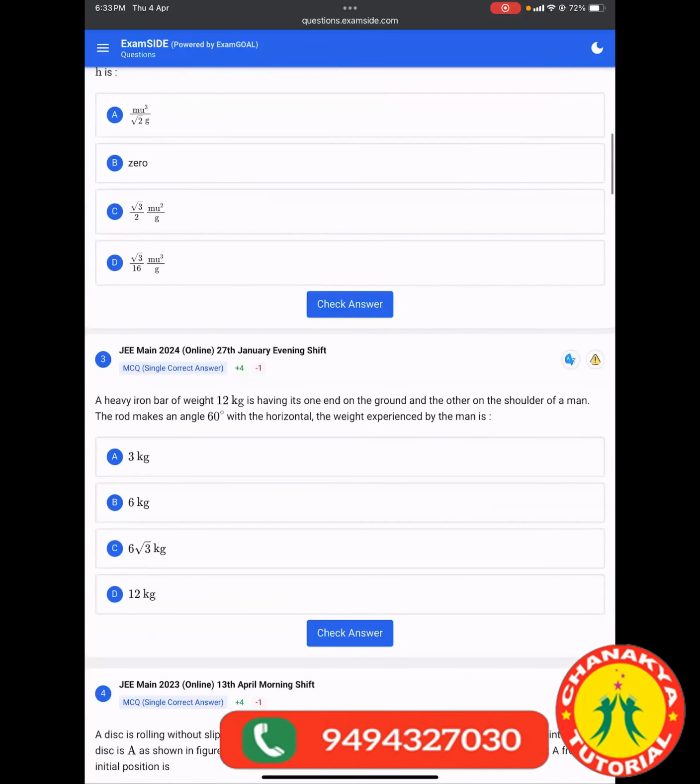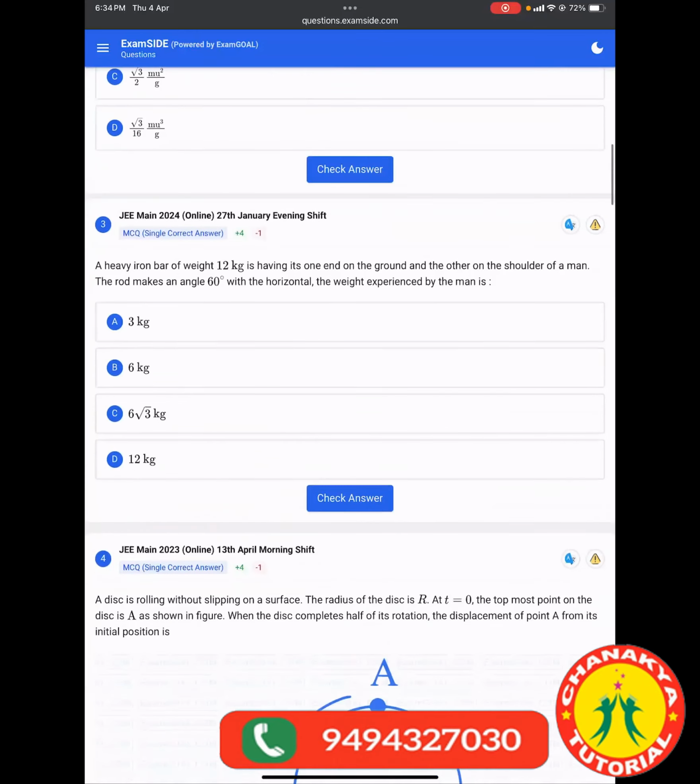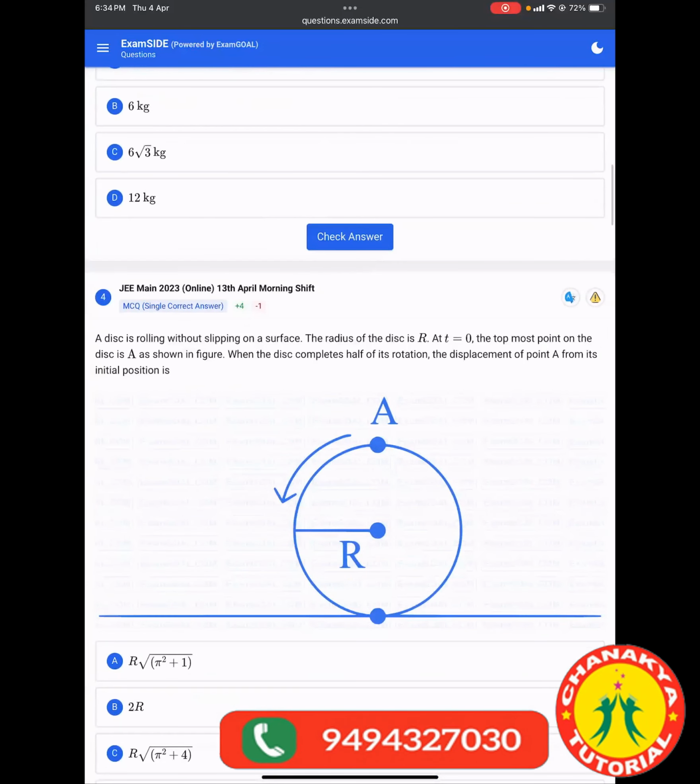So angular momentum I haven't taught, I will teach. A heavy iron bar of weight is having its end on the ground and the other end on the shoulder of a man. This we already discussed. A disc is rolling without slipping on a surface. The radius of the disc is r, at t equal to 0, the topmost point on the disc is A as shown in the figure. When the disc completes half of its rotation, the displacement of point A from its initial position is.